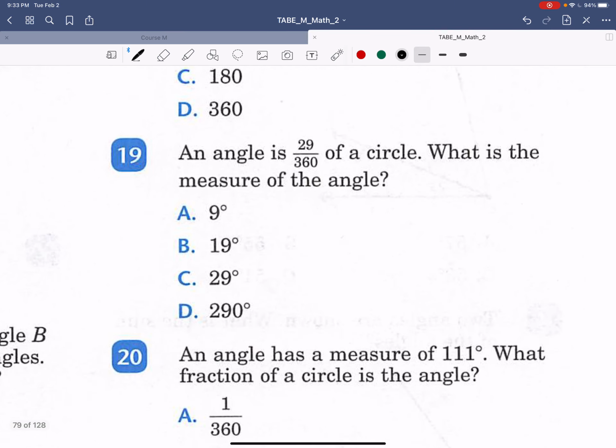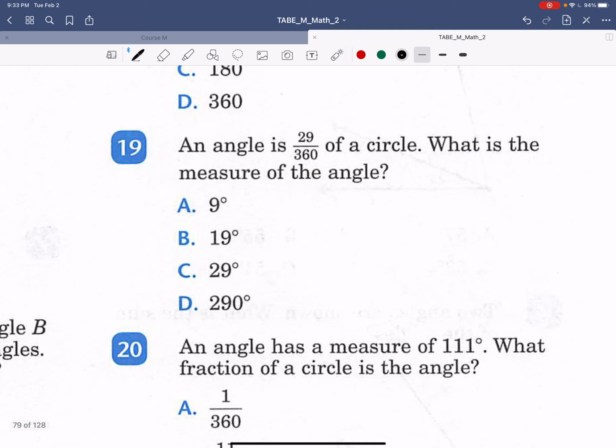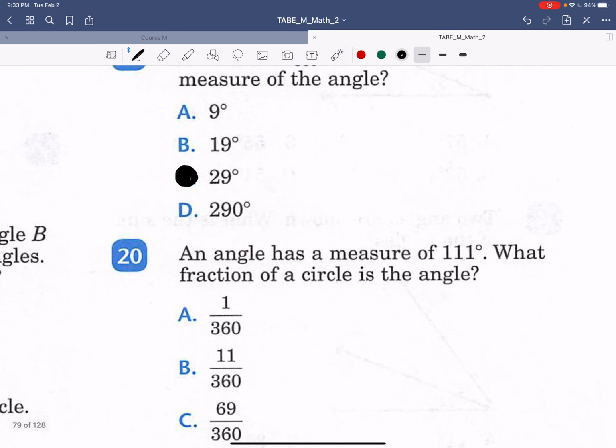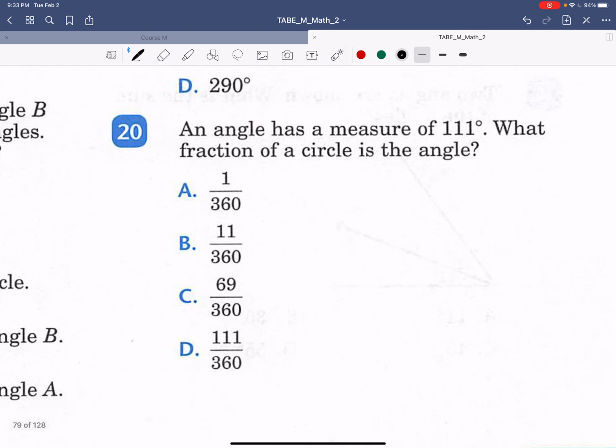An angle is 29 3/60ths of a circle. What is the measure of the angle? 29 degrees. An angle has a measure of 111 degrees. What fraction of a circle is that angle? 111 over 360.